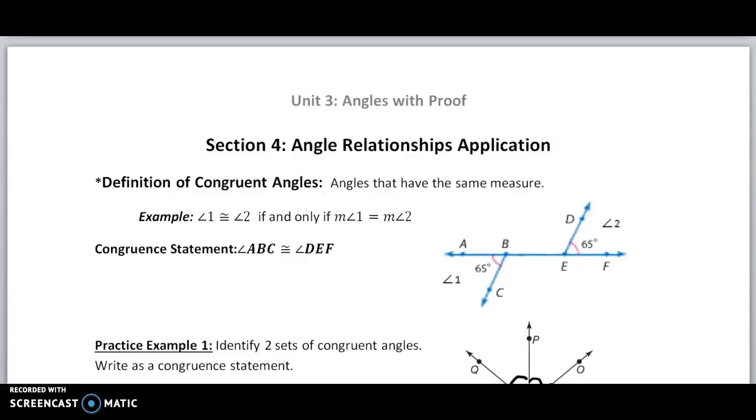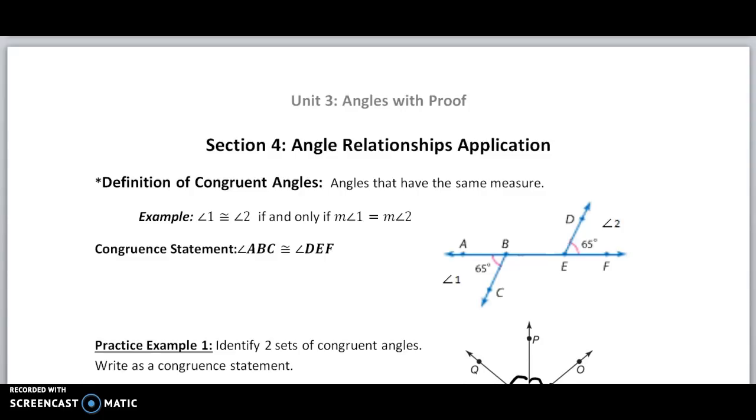Hello, hello. This is section 4 of Unit 3, Angles with Proof. So you need to go to page 10 and start there, page 10 in your notes. That's the notes that have the orange cover. Okay, so page 10, section 4, Angle Relationships Application.